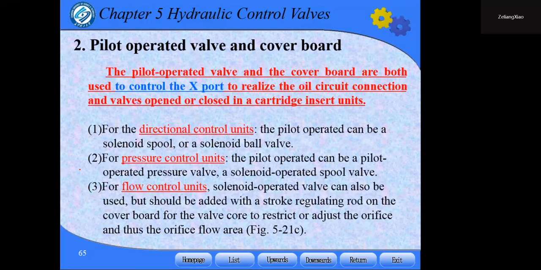Two, for pressure control units, the pilot operated can be a pilot operated pressure valve or solenoid operated spool valve. For flow control units, solenoid operated valve can also be used, but usually with a stroke regulation rod on the power board for the valve core to restrict or adjust the orifice and thus the orifice flow area.